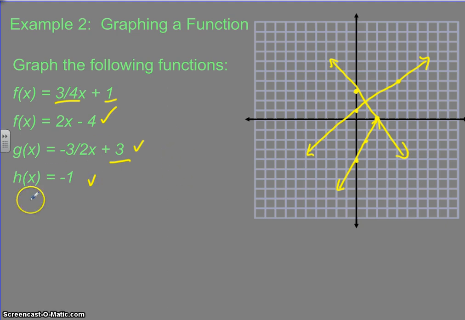Let's graph this one. h of x equals negative 1. That's the same thing as y equals negative 1. The slope is not there. X is not there, so the slope must be 0. Put a point on negative 1. I have a horizontal line. That is terrible. Absolutely terrible horizontal line. But you get the picture.